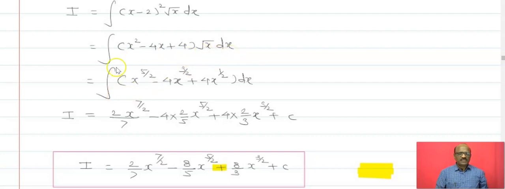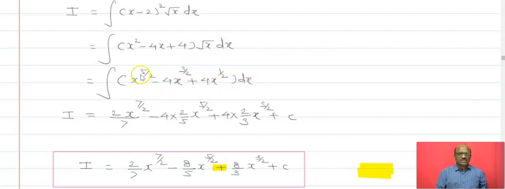Then you will get the integral of x square into root x, that is x raised to 2 into x raised to 1 upon 2, which is x raised to 2 plus 1 upon 2, that is 5 by 2. Next, x raised to 1 and x raised to half, that is 3 by 2, and plus 4 x raised to 1 upon 2 dx.